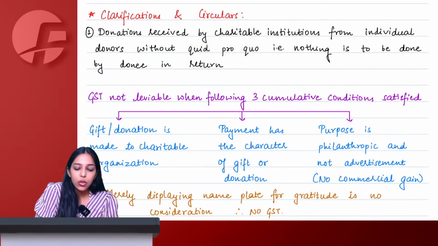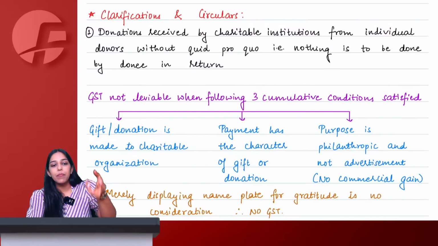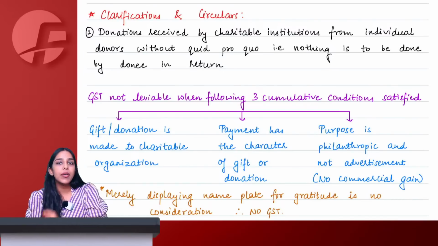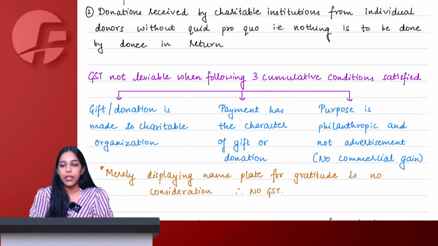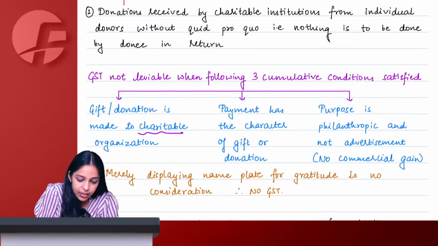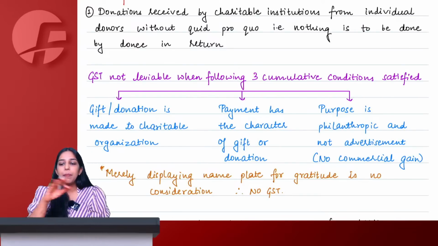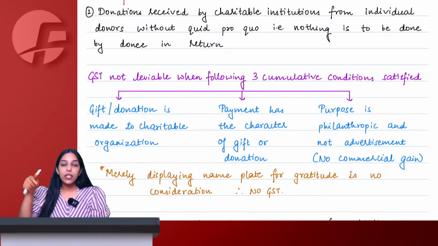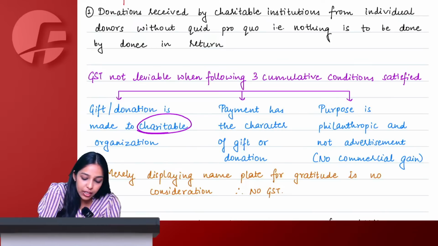But whenever you are doing donation, it should be purely philanthropic. Of course, you are not expecting something in return. Then that will be considered as donation. So there are 3 cumulative conditions that you need to satisfy. 1, donation should be made to charitable organization only. So let us say I give donation to some person who is helping some underprivileged people. No, that is not a donation. For you to get covered under this circular, this donation should be given to charitable organization only.